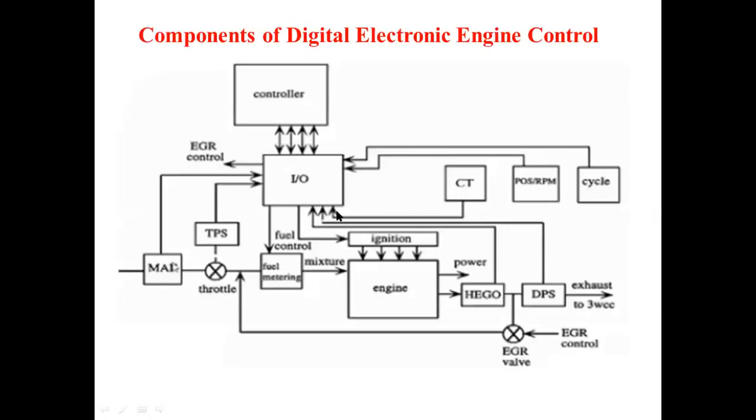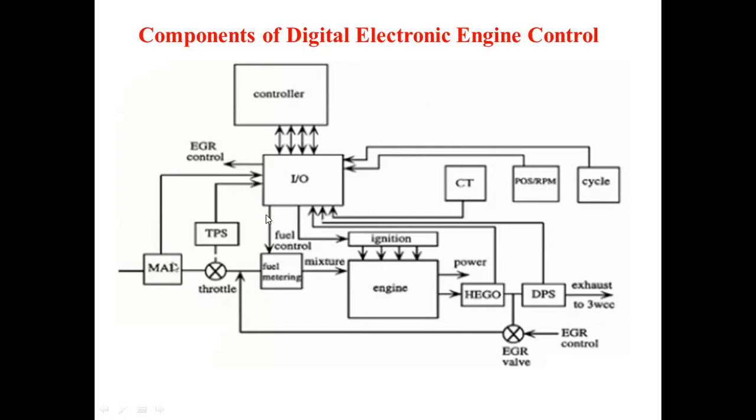Now, if you go for digital electronic engine control components, you will see various linkages like this. This is the engine. To that engine, you are supplying the air-fuel mixture. Fuel you are supplying from here, air from here. To know the air content, that is pressure, you have the MAP, manifold absolute pressure, then the throttle position sensor. With the help of that, you are controlling the amount of air supplied to the fuel metering, so that we get the correct air-fuel mixture to the engine.